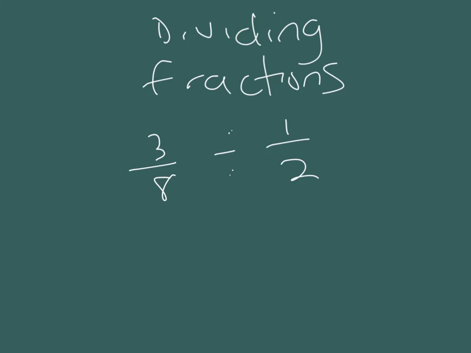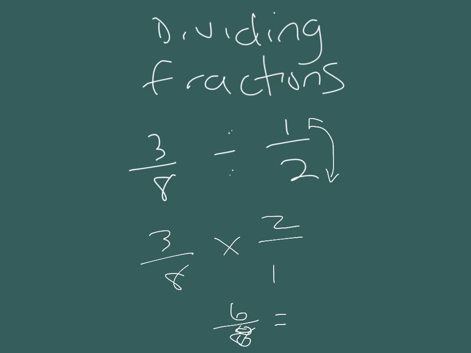3/8 divided by 1/2: what you have to do is flip the divisor. So we end up with 3/8 times 2, and we end up with 6/8. Now you have to reduce it to lowest form. It's not a very good 8. So we divide the 6 by 2 and we get 3. We divide the 8 by 2 and we get 4. So 3/4 would be your answer. So always make sure you reduce to lowest terms unless I say otherwise.